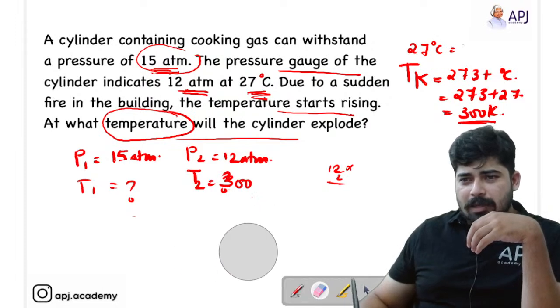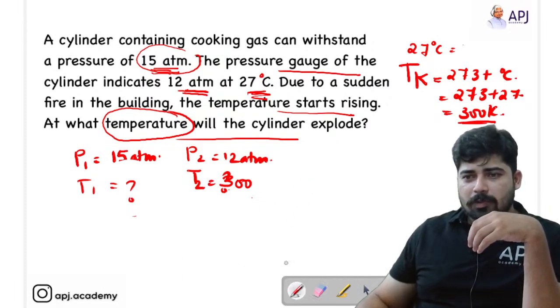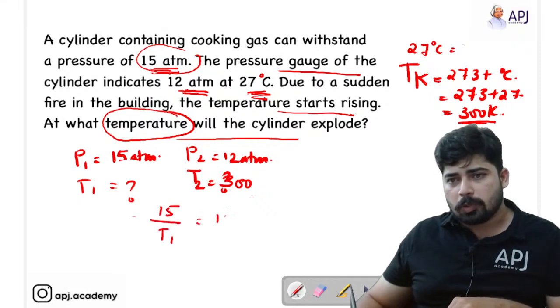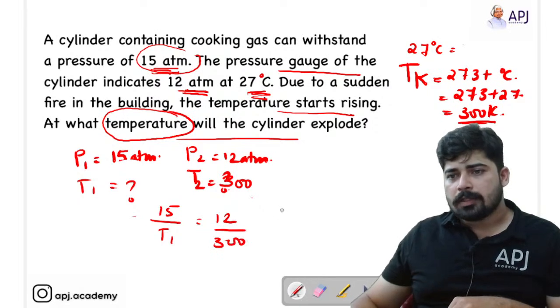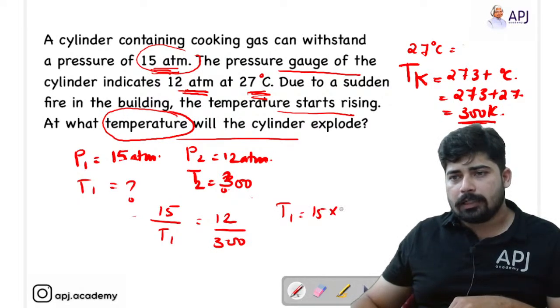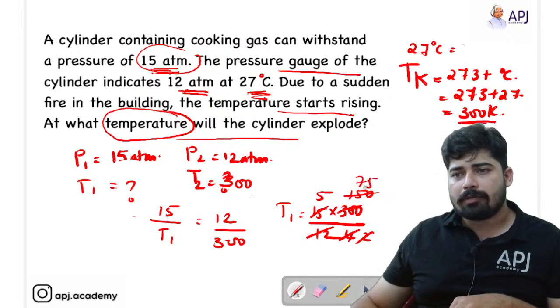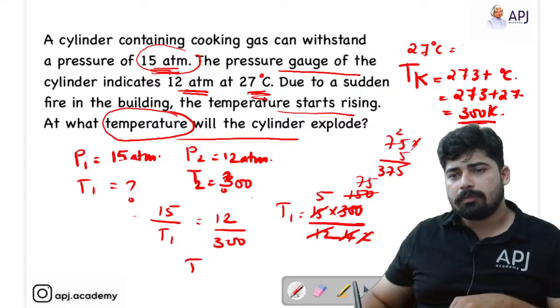These are some mistakes we normally make. Always read the question carefully. So 15 by T1 is equal to 12 by T2, that is 300. So T1 is equal to 15 into 300 divided by 12. You can cancel this with 3, 5 and 3 four times. Again cancel 150, here it will be 2, again cancel it, 75. So 75 into 5, what will be the value? 375 Kelvin. So T1 will be equal to 375 Kelvin.